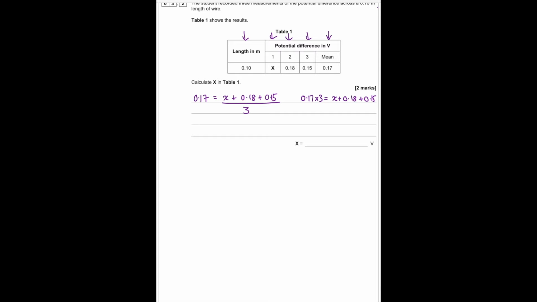If we calculate this first part here, 0.17 times 3 is 0.51, and that equals x plus the sum of these two, which is 0.33. So to work out x, it is 0.51 take away 0.33. And if we calculate that out, we should get an answer of 0.18 volts.